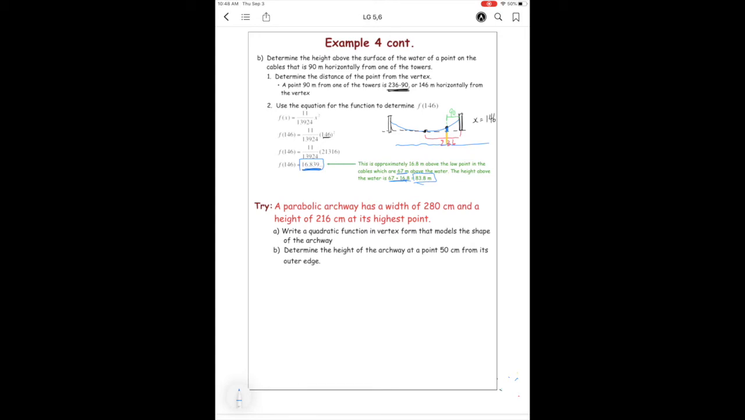All right, so we're going to do a try question. So again, you can pause and then you can check your answer with my answer. With this question, you see that there's no picture, so we have to make a picture. So we have a parabolic archway. Let's put the ground in. Now we have to determine where we're going to put the origin. You can put it in any place, but I'm going to put it at the vertex right there.